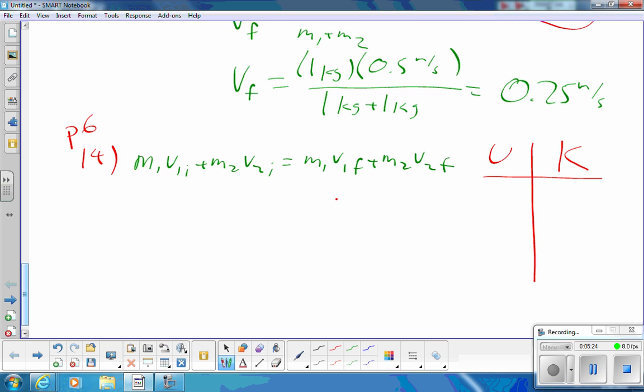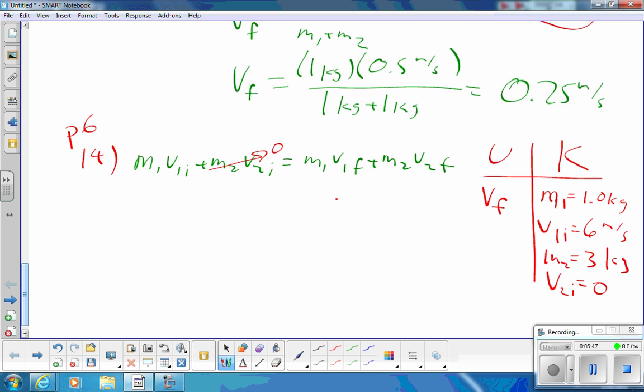M1 is the clay. M1 is 1 kilogram, and it has an initial velocity of 6 meters per second. M2 is the steel block, 3 kilograms, and it has an initial velocity of 0, and they're looking for final velocity. The simplified step is the same. I arrow out that 0 term, and these two velocities on the right are the same as each other because the clay is stuck to the steel block. They both have the same speed.